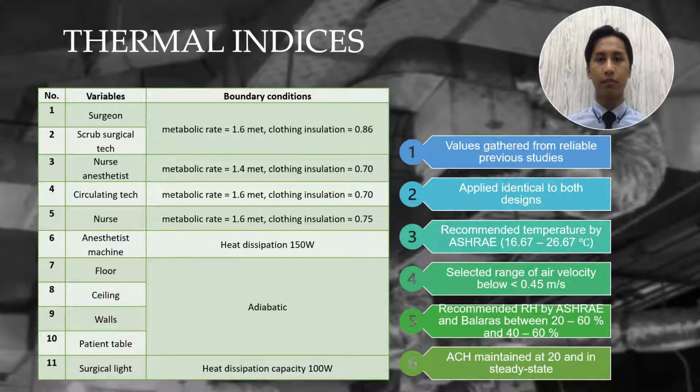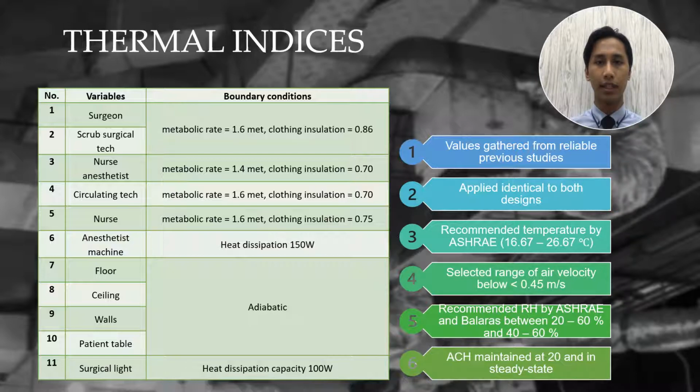In this slide, the thermal indices gathered all the necessary valid values from previous studies, as shown in the table. These values are applied identically to both designs for comfort evaluation. According to ASHRAE, the temperature used in this study is acceptable because the suggested temperature range is between 16.67 and 26.67 degrees Celsius. Additionally, the air velocity used in this study is acceptable because, according to Gavier, air velocity greater than 0.45 meters per second may cause drafts, thermal discomfort, and high infection rates.